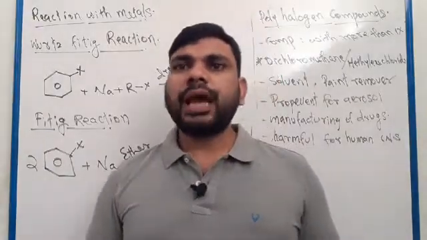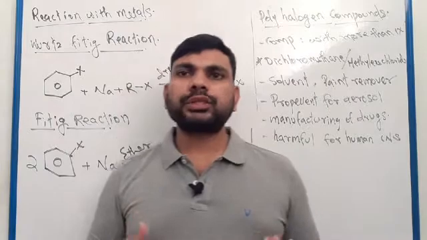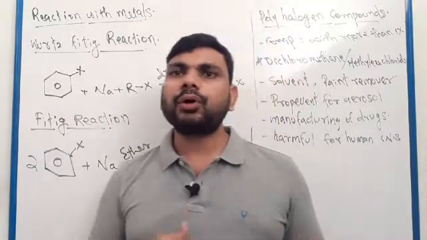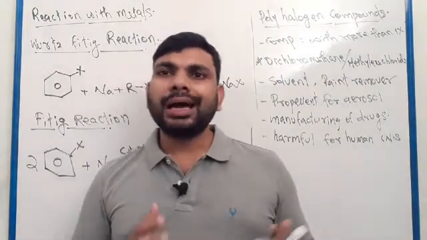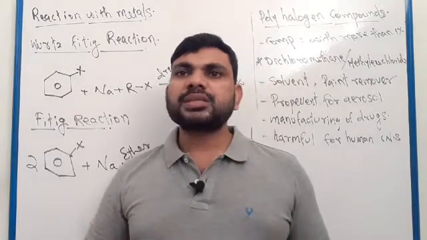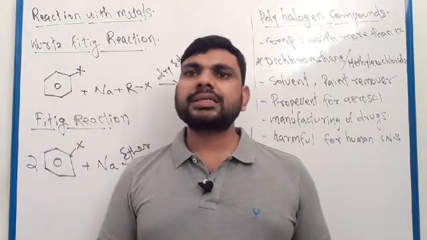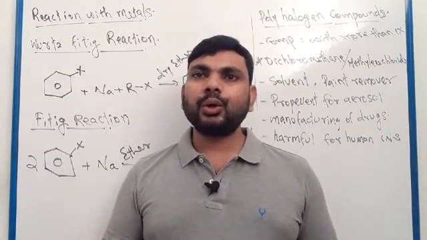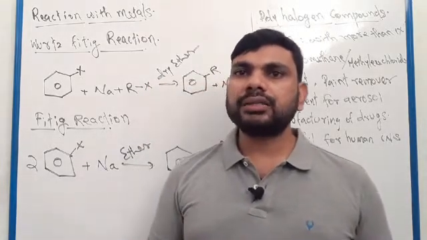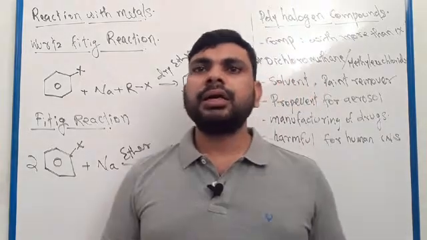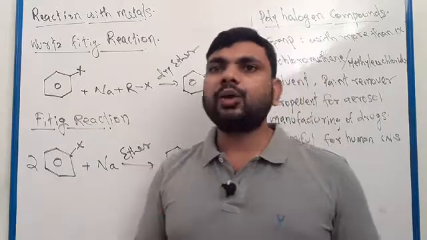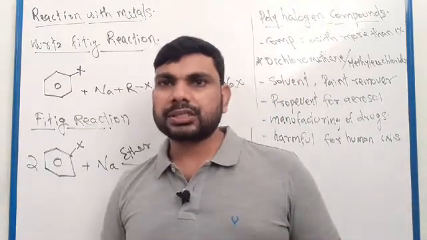Next, we have to discuss reaction with metals. Haloarenes react with metals. We already discussed in the previous video that haloalkanes react with metals and form corresponding products. We discussed the Wurtz reaction: haloalkanes reacted with sodium in the presence of dry ether and produced a hydrocarbon. This is the Wurtz reaction. A similar reaction you can see here.